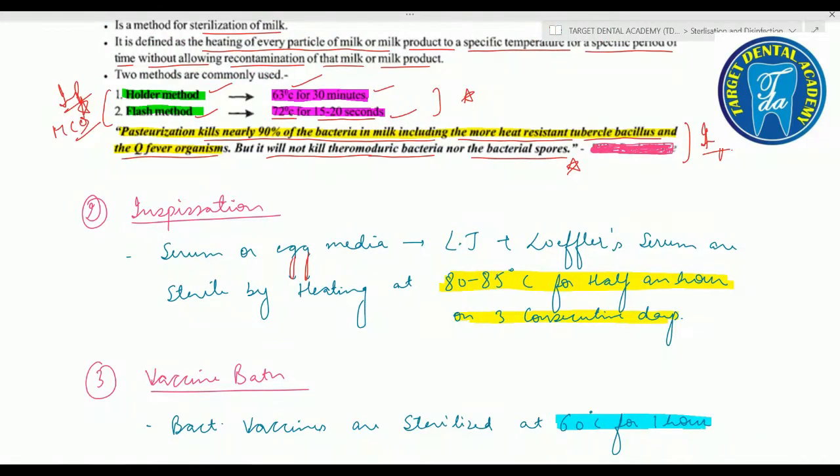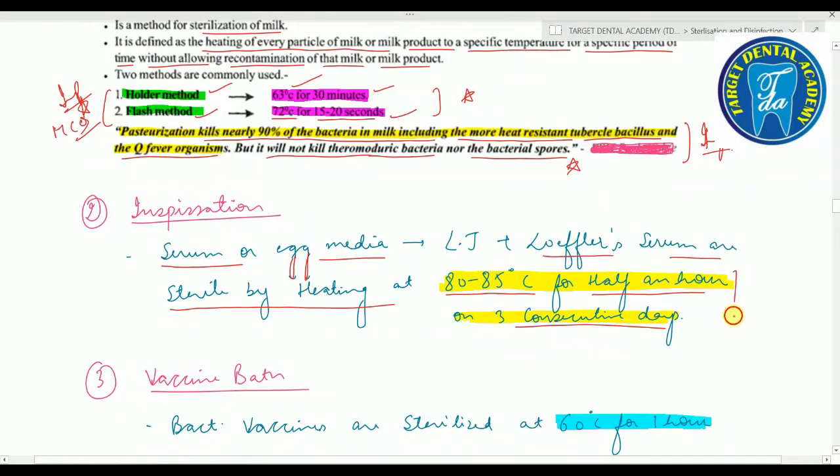So the second method is the inspissation. In this, the serum or the egg media, which is the LJ, which means the Lowenstein-Jensen, and the Loeffler serum, are sterilized by heating at 80 to 85 degrees Celsius for half an hour on 3 consecutive days. Important. The time and temperature. See, the time and temperature in the sterilization and disinfection is very important.